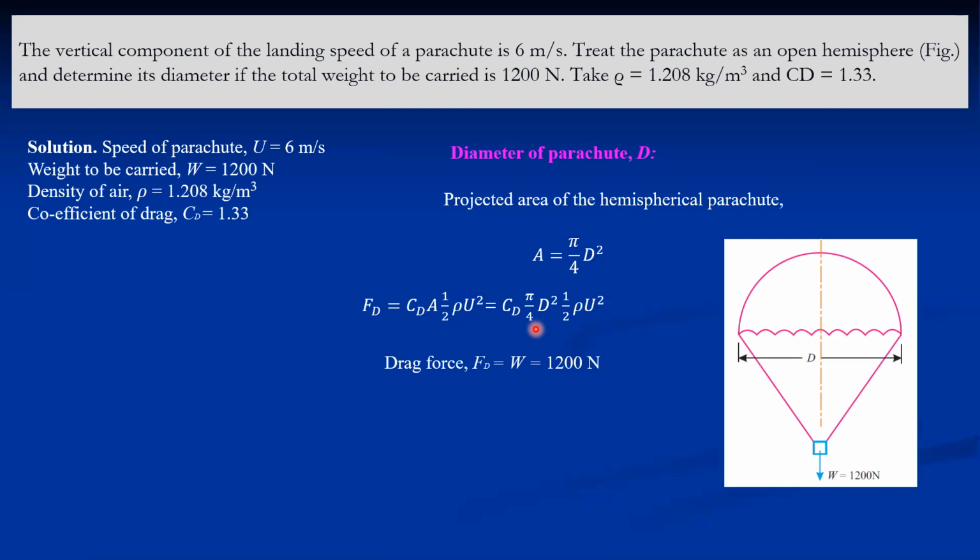So this is a drag force which is given actually as the weight. The same equal and opposite force is the drag force. So putting all the values, we get the diameter as 7.7 meters. So this is an example of a flying object.